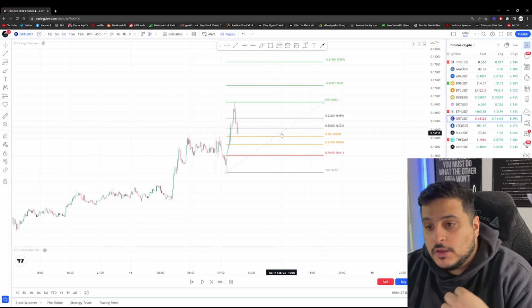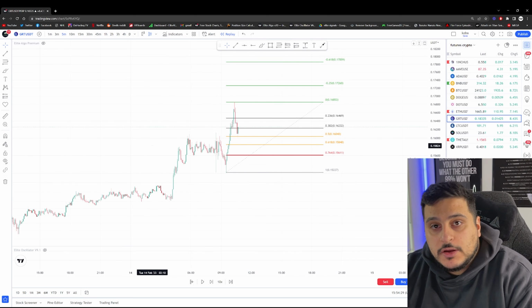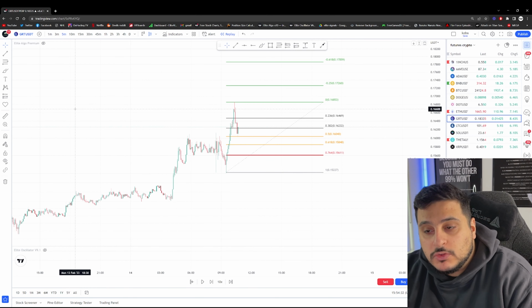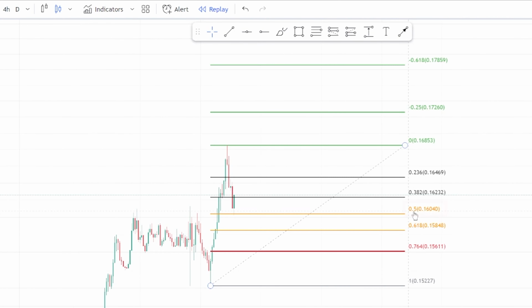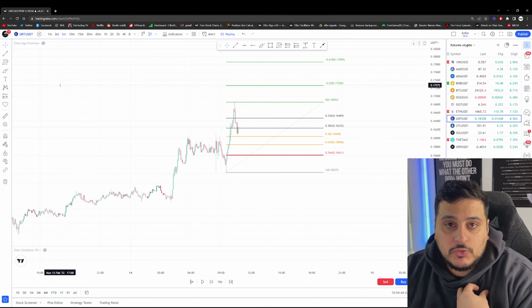Very simple. Now, we want to know here is the golden zone. What is the golden zone? The golden zone is in between the 0.5 and the 0.618. If the price comes down and touches this little area right here, and then shows us signs of rejection, that's when we want to start entering a trade.